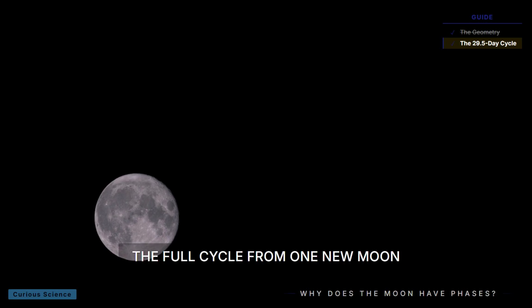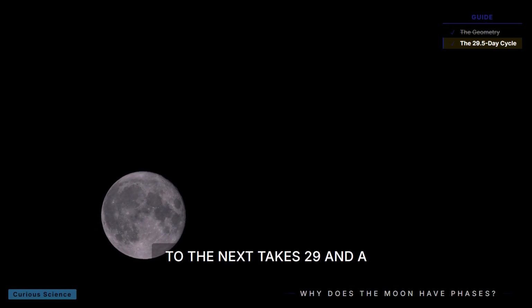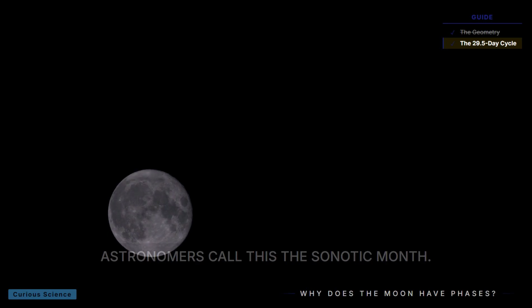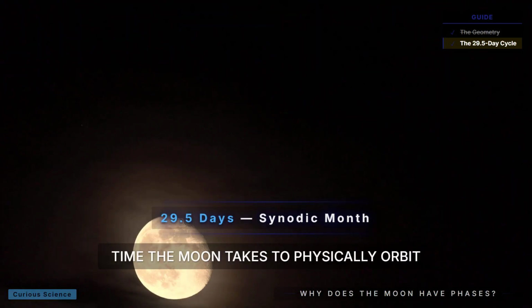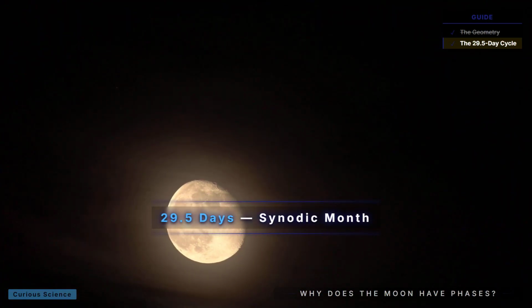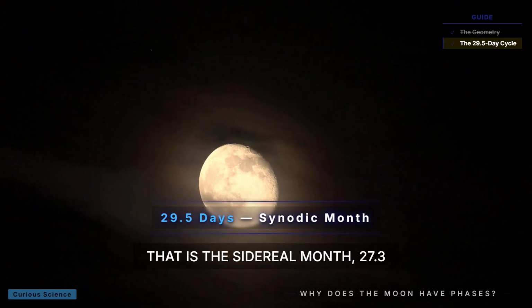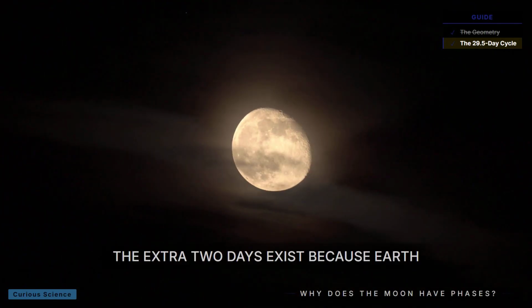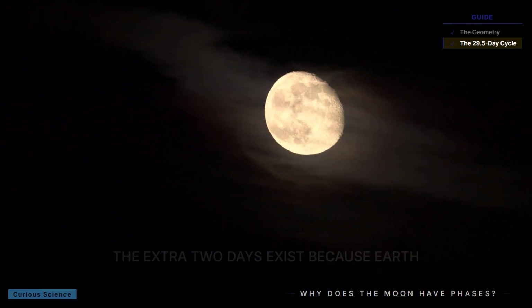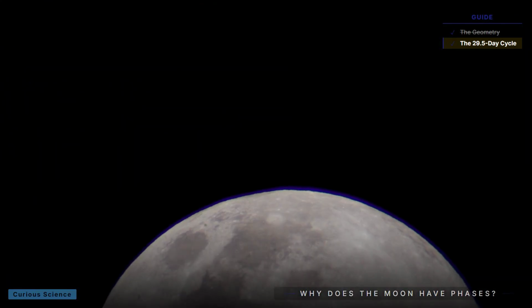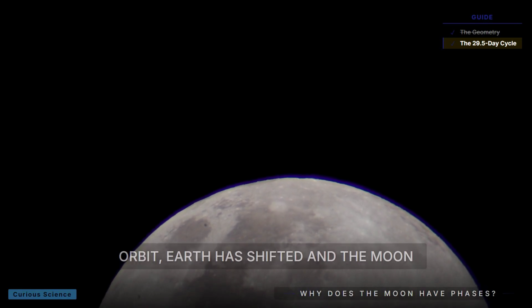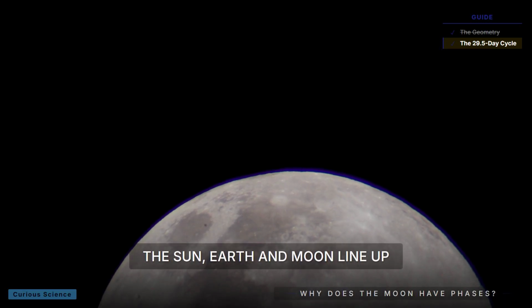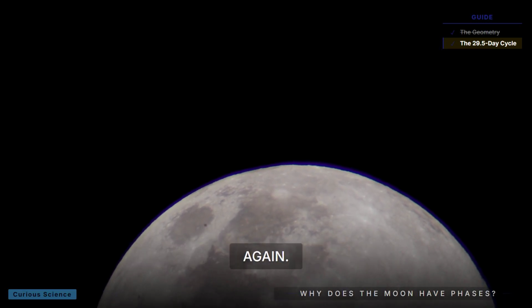The full cycle from one new moon to the next takes 29.5 days. Astronomers call this the synodic month. It is not the same as the time the moon takes to physically orbit Earth. That is the sidereal month, 27.3 days. The extra 2 days exist because Earth is also moving around the sun. By the time the moon completes one orbit, Earth has shifted and the moon has to catch up a little before the sun, Earth, and moon line up again.